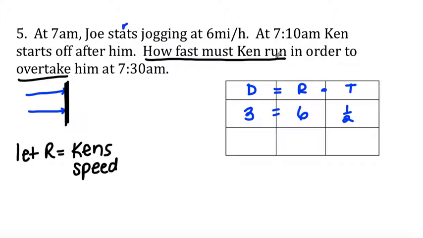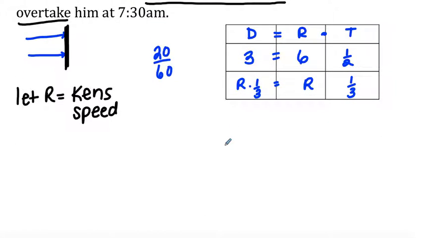Okay? All right. So now Ken started at 7:10. So he actually was only on the road for 20 minutes. So 20 minutes of an hour we know is 1/3, right? So that's 1/3. And we're looking for his rate, so that's R. All right, so that tells me that his distance would be R times 1/3. All right, and remember we want the distances to be equal. So we've got 3 equals 1/3 of R.